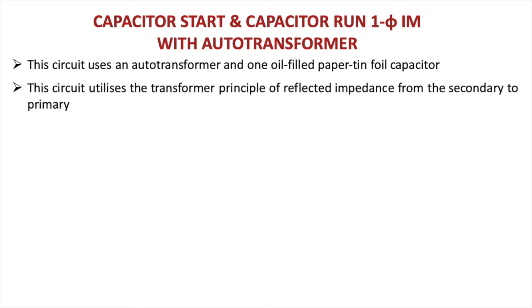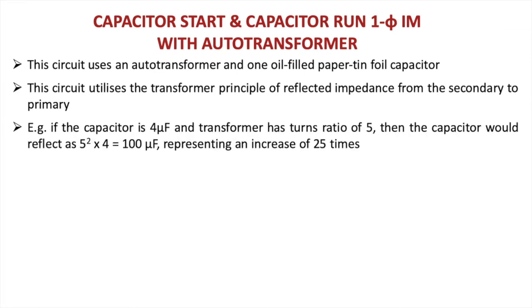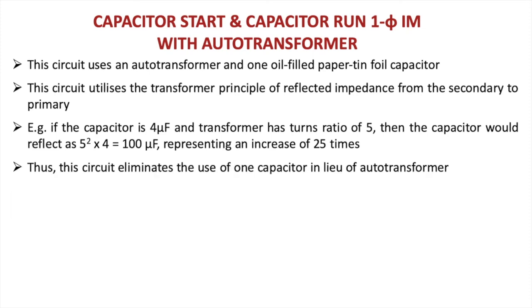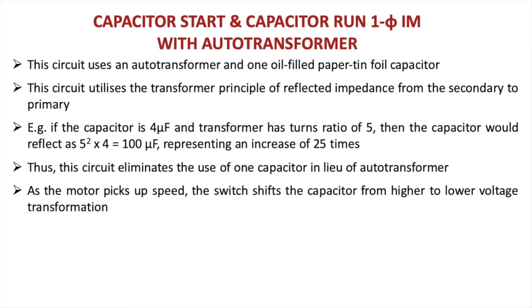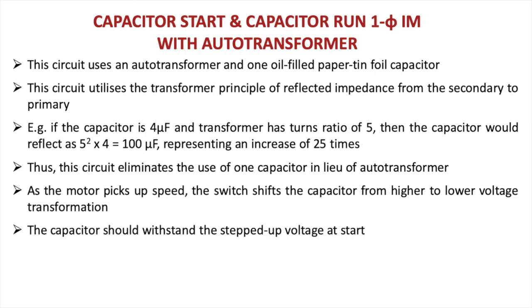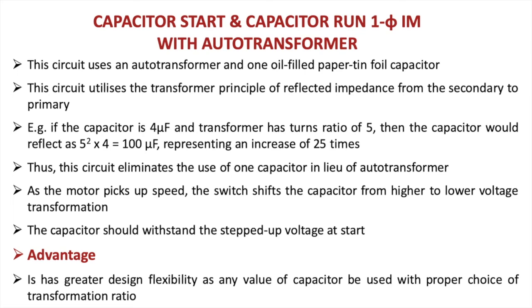The circuit utilizes the transformer principle of reflected impedance from the secondary to the primary. For example, if the capacitor is 4 microfarads and the transformer has a turns ratio of 5, then the capacitor would reflect as 5 squared times the capacitance, that is 100 microfarads, representing an increase of 25 times. Thus, this circuit eliminates the use of one capacitor in lieu of the auto transformer. As the motor picks up speed, the switch shifts the capacitor from the higher to the lower value of transformation. The capacitor withstands the stepped up voltage at the start, and its advantage is greater design flexibility, as any value of capacitor can be used with proper choice of transformation ratio.